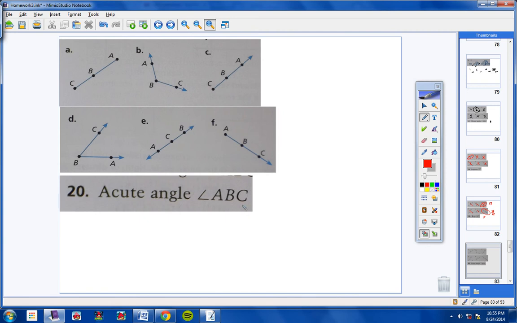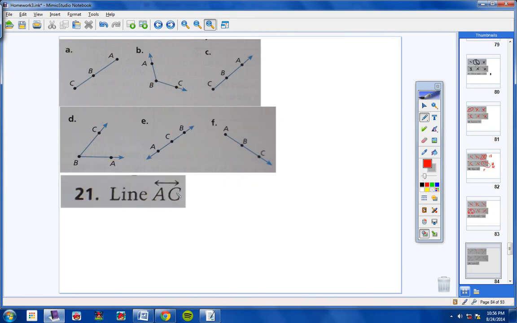Acute angle ABC. Well, this is not an angle. This is not. This is obtuse. An acute angle is an angle that's smaller than 90 degrees. So this angle here is angle ABC, or you could also call it angle CBA, okay? And it is an acute angle.